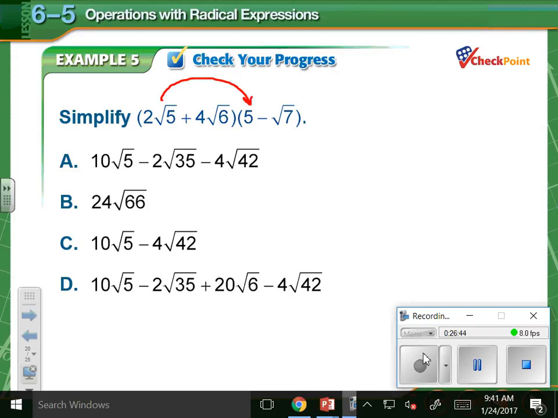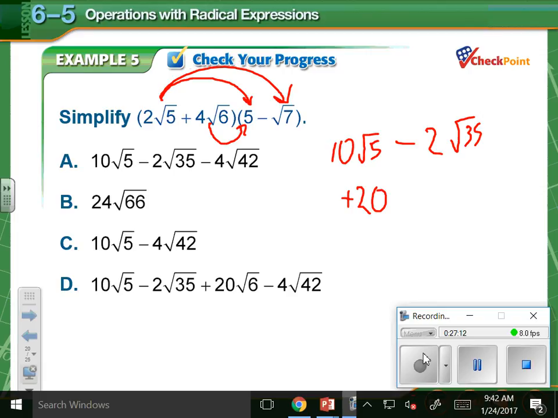Start with that. What does that become? 10 root 5. What does that become? Negative 2, right, root 35. What does that become? Root 6. And then square root of 42.